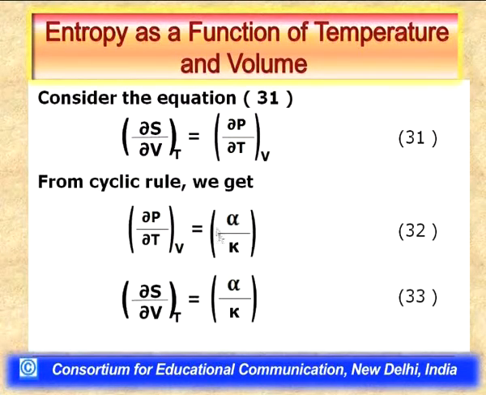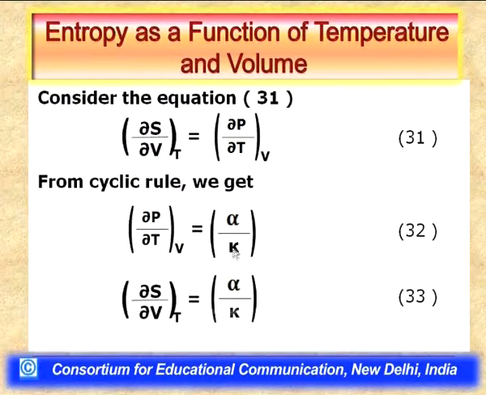Alpha is basically the expansion coefficient, that is 1 by V del V by del T at constant P. And what is kappa? Kappa is the coefficient of isothermal compressibility, and alpha is the expansion coefficient. So, these are experimentally determinable quantities. Alpha represents how the volume changes with change in temperature. Volume change we can easily ascertain experimentally, temperature change we can easily ascertain experimentally. So, alpha we can easily determine experimentally.